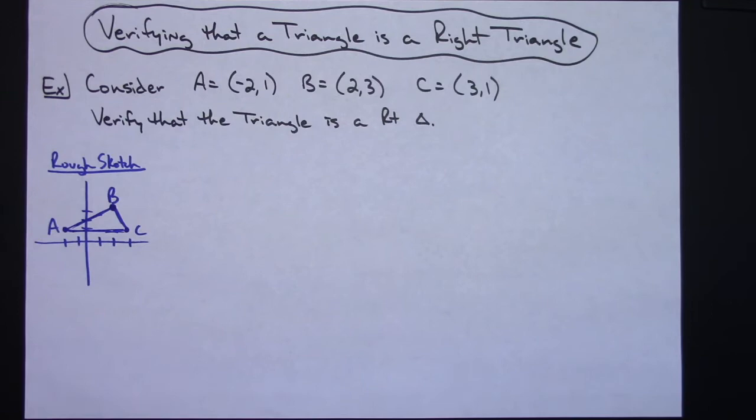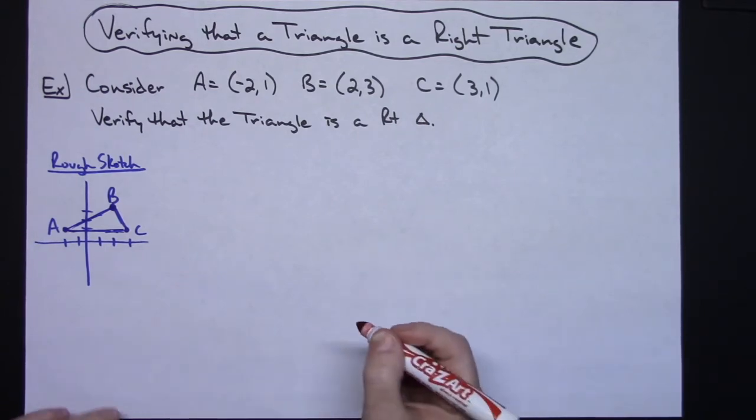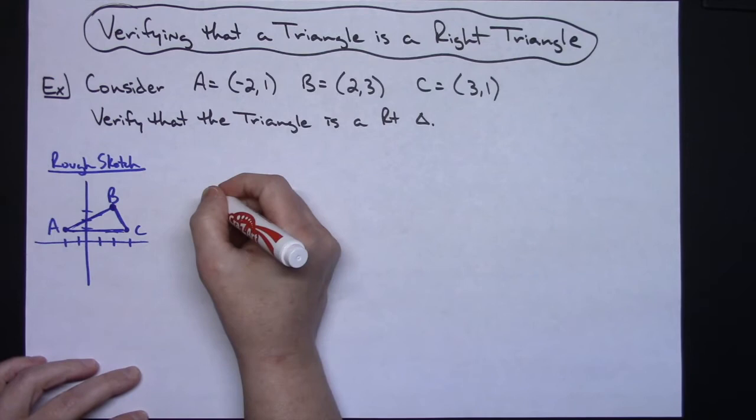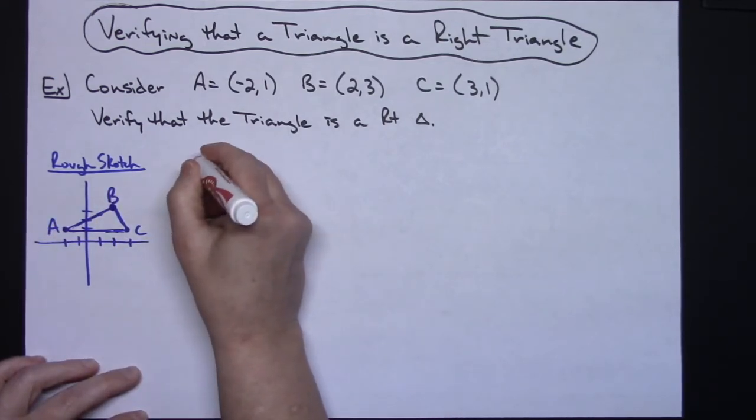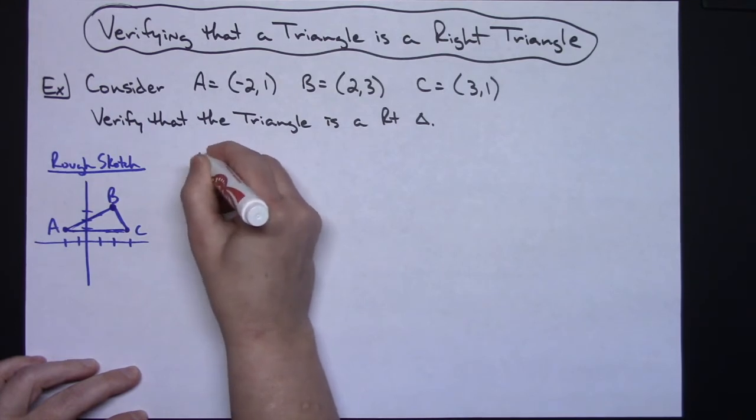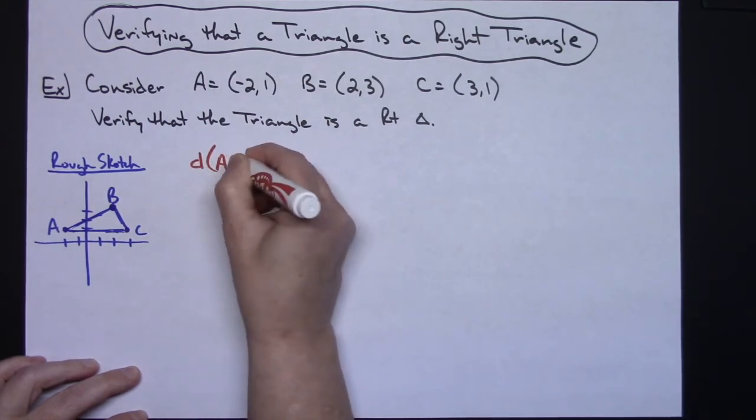So you might want to do that first just so you get a hang of where this is going to go, because ultimately we're going to use the Pythagorean theorem and we're going to need to know which ones are the legs and which one is the hypotenuse. The first thing you're going to need to do is run the distance formula on each one of those. So I would want to run the distance formula, say, of A to B.